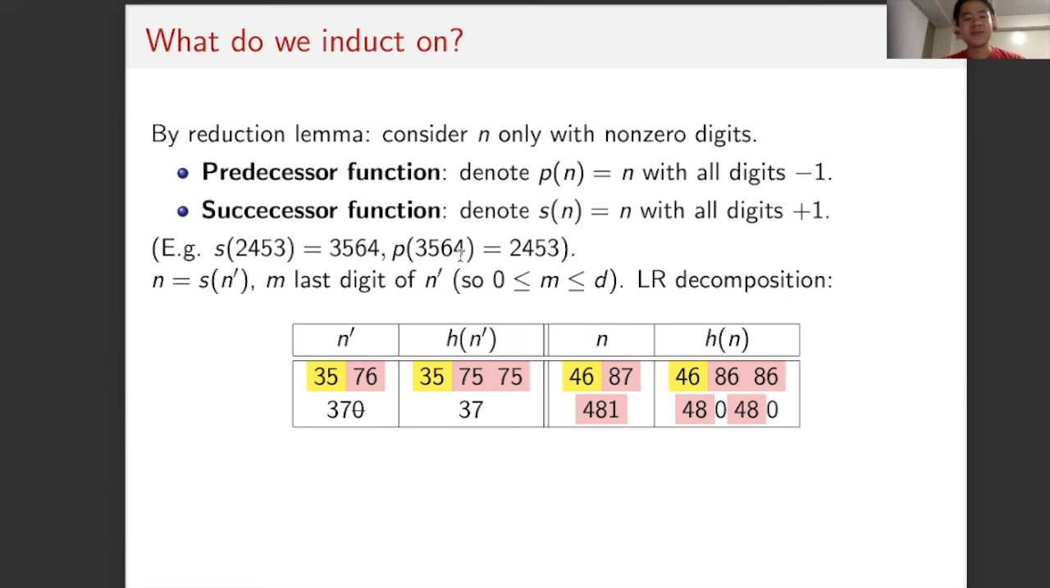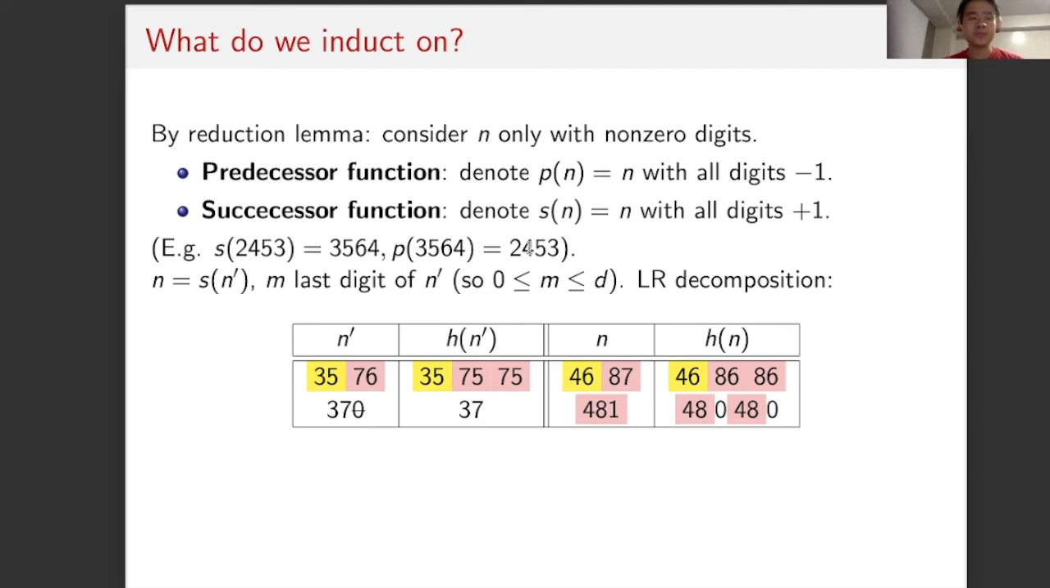Now let's consider the LR decomposition. So here's the fun part. One thing is that between the predecessor and the successor function, the way you cut it turned out to be the same. So what do I mean? For example, I have 3 5 7 6 and 4 6 8 7. It just happened that for both of them, the LR cut is determined by cutting in the middle.